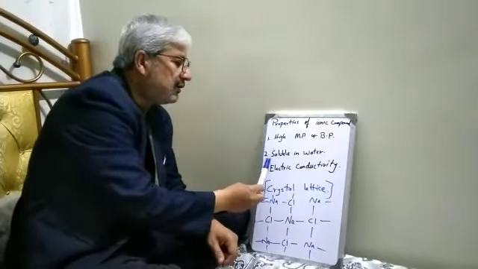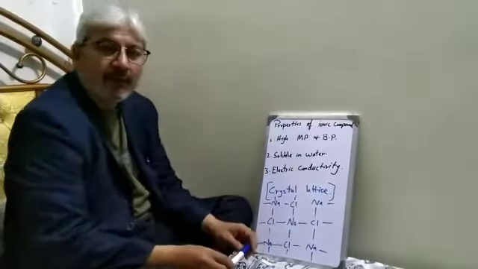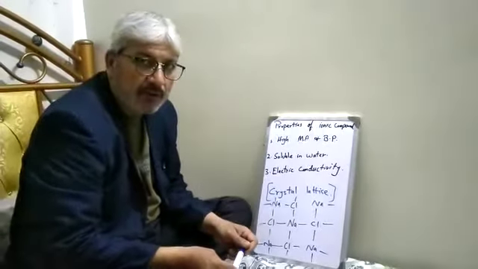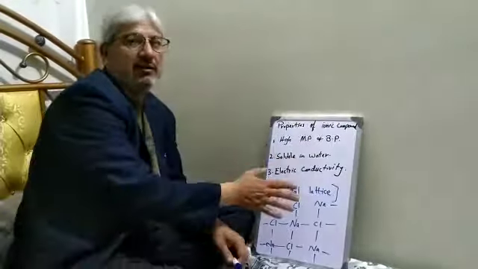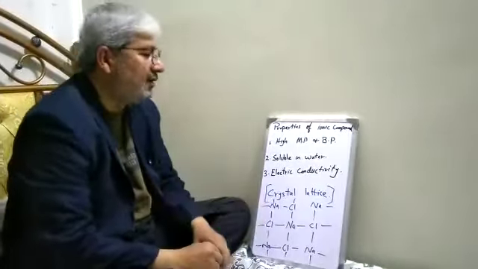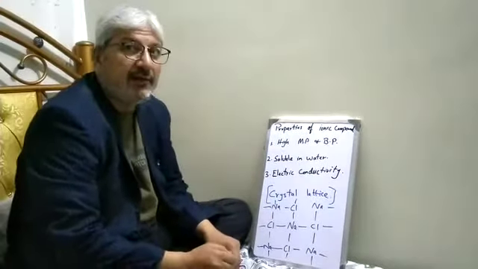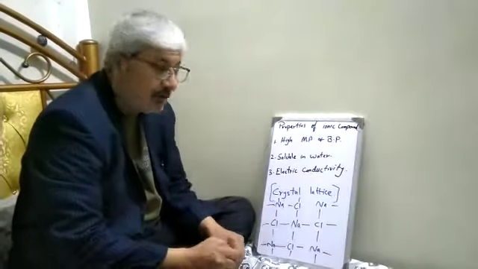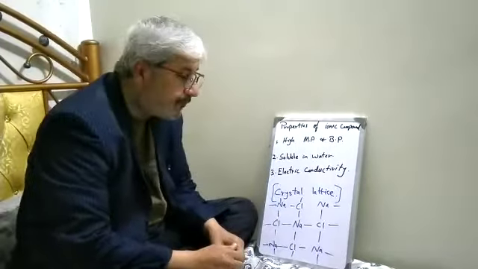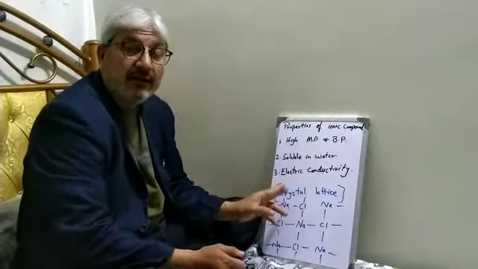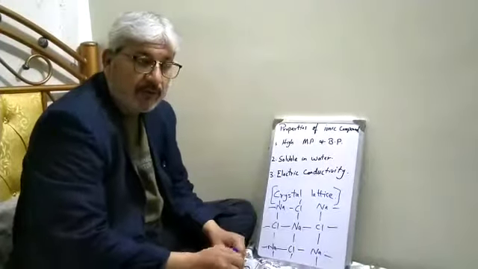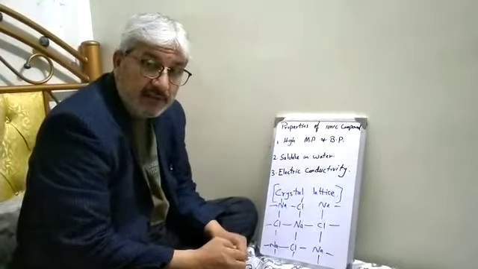Secondly, the solubility in water. Most of the ionic compounds are soluble in water. Why? We will discuss it later on. And third is that most of the ionic compounds conduct electricity when they are dissolved in water, also known as an aqueous solution, and when they are in molten form or fused form. They cannot conduct electricity when they are in solid form.